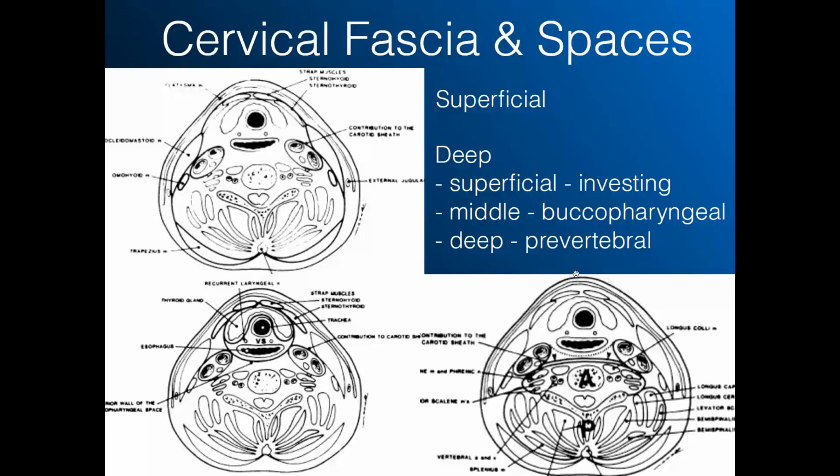Now we're coming to the spaces, and the spaces are defined by fascia, and there's superficial and deep, and then there's a superficial part of the deep. And I would say don't bother remembering it. Just know that there's fascia in the neck that forms a relative boundary for tumour infection, but it's not a complete boundary if you've got an aggressive infection or an aggressive tumour.